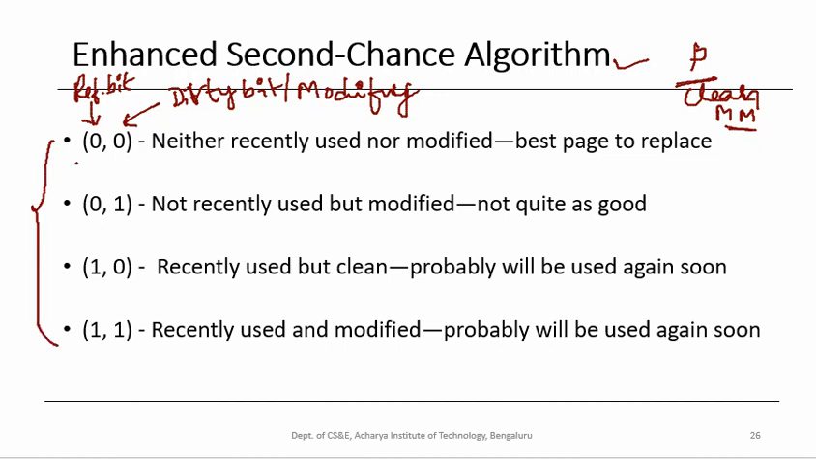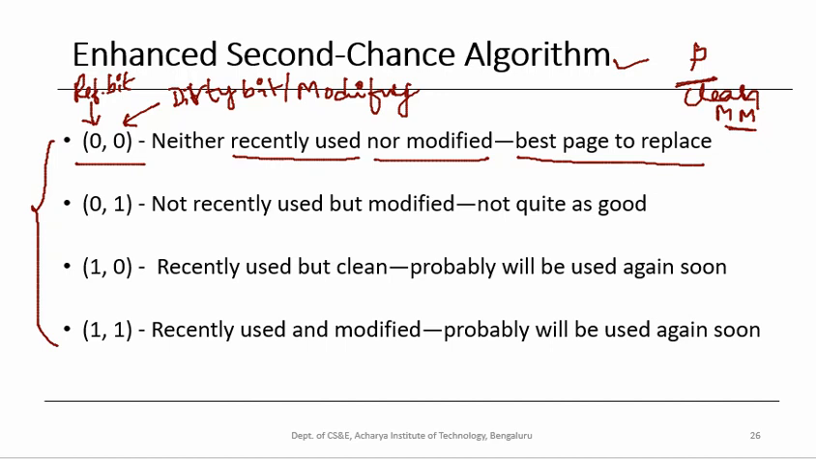The first combination is 0 and 0, which means that the page is neither recently used nor modified. So it is simply lying in the memory without being used and without being modified. So this becomes the best page for replacement.